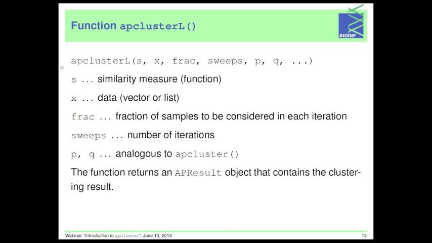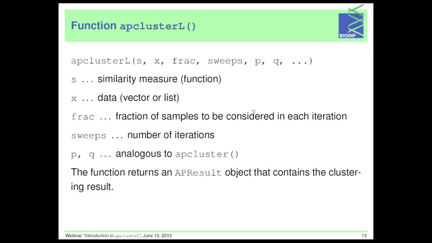We have this function apcluster. It basically works exactly like the apcluster function. So it starts from a similarity measure and the data. Of course, it cannot start from a pre-computed, complete dense quadratic similarity matrix, because if you have that, it doesn't make sense to use leveraged affinity propagation. You can use regular affinity propagation. We have the same parameters P and Q, and apart from that, we have frac and sweeps.